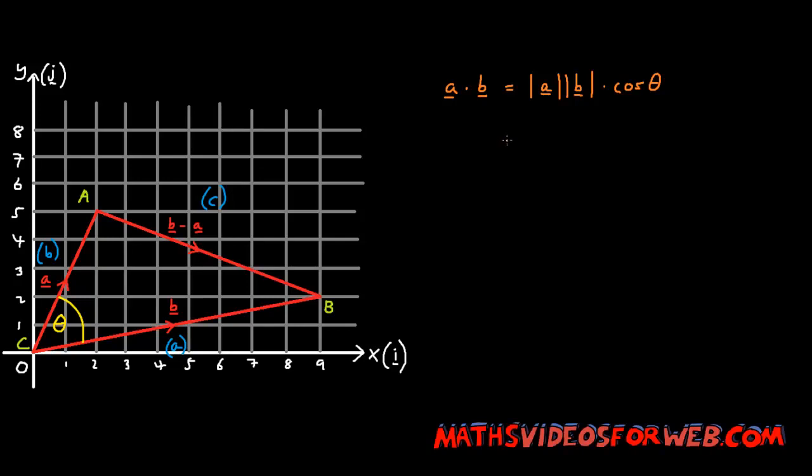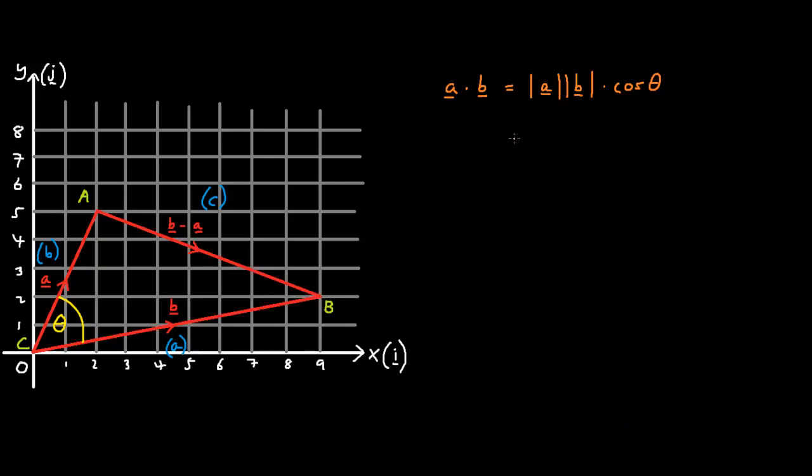Hi, in this video I'll be showing you why the vector A multiplied by the vector B equals the magnitude of the vector A multiplied by the magnitude of the vector B multiplied by cos theta. So that you understand why this is the case, you first need to know that in a right angled triangle, p squared plus q squared equals h squared. So you need to know Pythagoras' theorem right here.